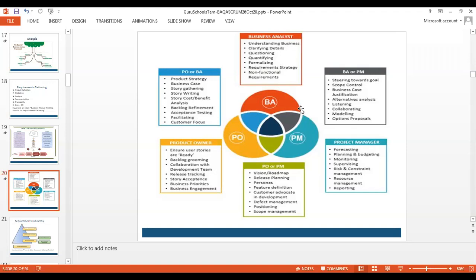As far as the PM goes, the ownership is at the nth level. So if anything happens, the PM gets held responsible, but the BA is also in an advisory capacity, building the overall process and vision and mission for the PM as well. We do the overall collaborating, we do the modeling as far as the PM goes. And we also have the optional proposals, options available, and so on and so forth, right?